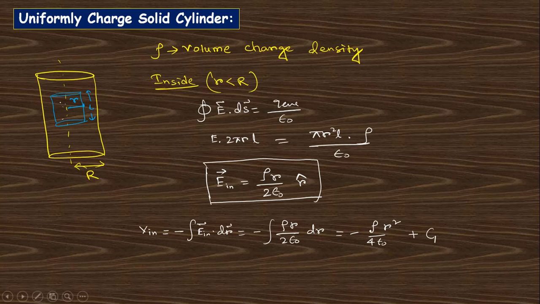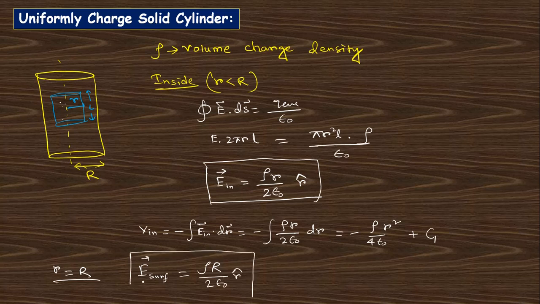The condition is that at the surface V in and V out will be the same. Clear? Also you can write down the value of E surface, that is at r equals to R. The E surface can be written as rho capital R by 2 epsilon naught R cap in the vector form. Okay, so this is for inside.